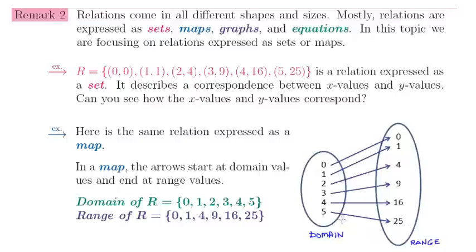Again, notice the correspondence described here. Each element in your range is simply the square of the element in the domain. This is just one specific example of a relation expressed both in the form of a set and in the form of a map. Let's now take a closer look at relations and then how they apply to our more important topic of functions.